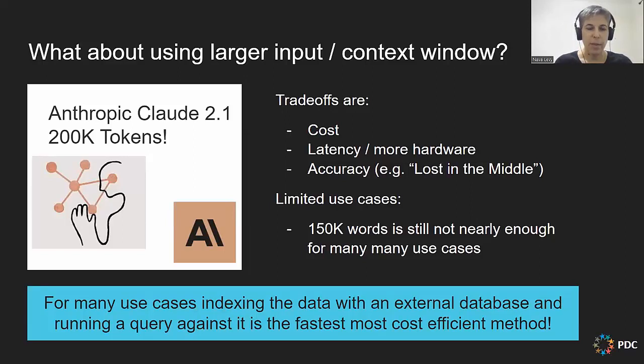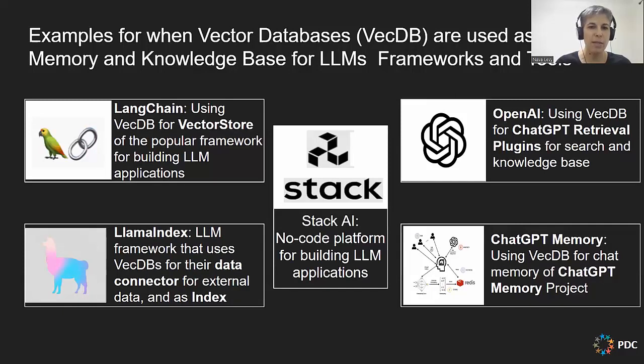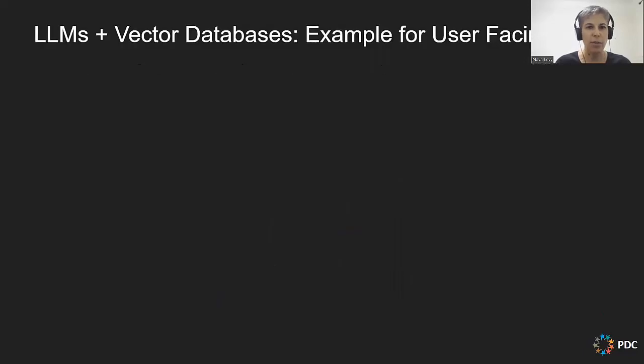Okay, so here are examples of vector databases that are used as memory and knowledge base for LLM frameworks. We have LangChain, which is the most popular one. We have LlamaIndex, which is also very popular, OpenAI, of course, ChatGPT memory, and Stack AI, which is a no-code platform for building LLM applications. All of them use vector databases under the hood.